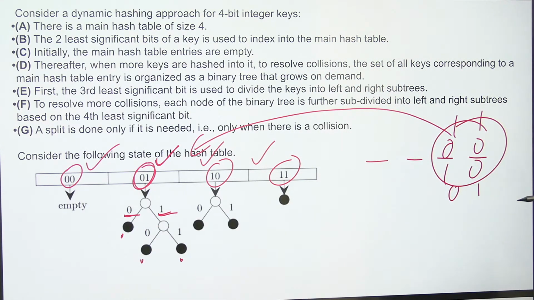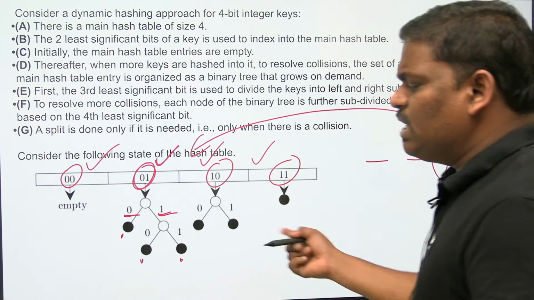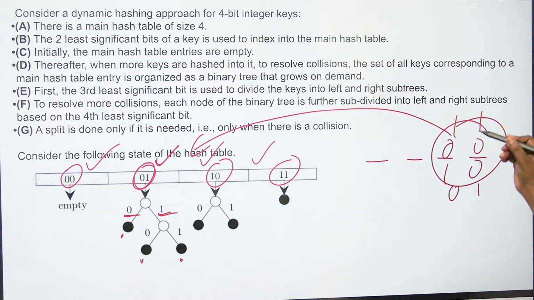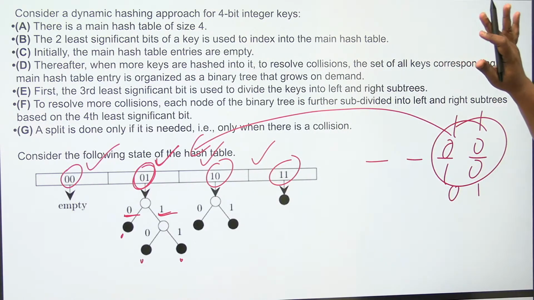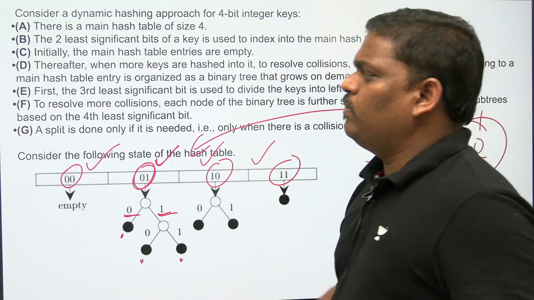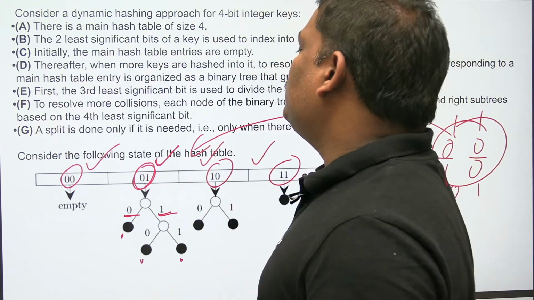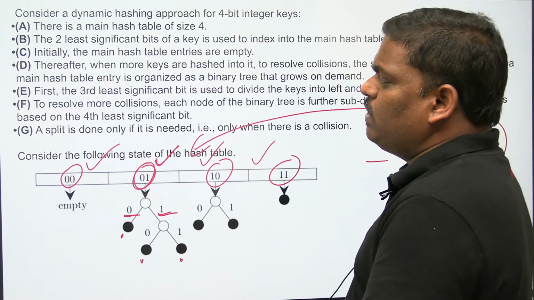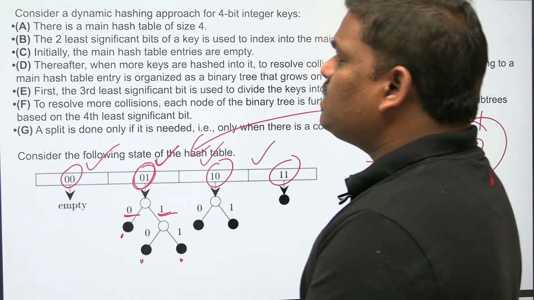Consider the following state of the hash table. Something is given and some keys are also given. You have to match them. This was there in the previous paper. What I want to say is, sometimes they may not ask about the existing hashing. They may create their own problem. It's not existing hashing; they created their own hashing story with some conditions.